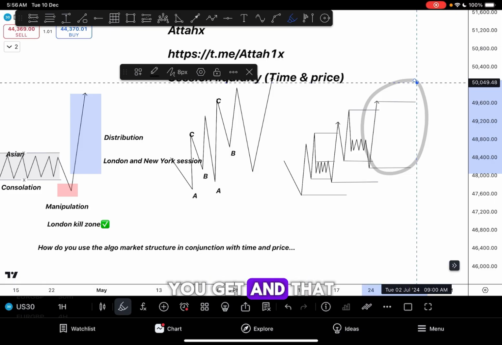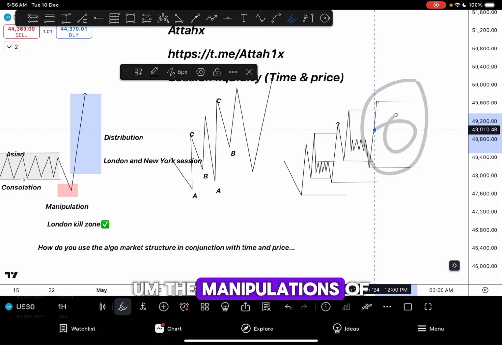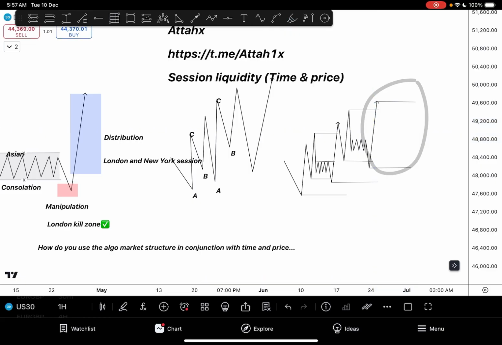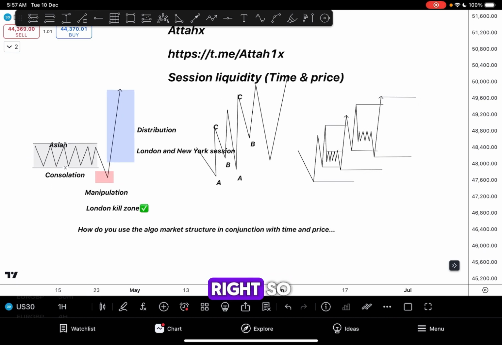You get? And that is why I said the session liquidity falls under the internal structure, because they are used as the manipulations of structure, which happens inside and not outside. Do you understand? All right. So now, I think I just explained the session's liquidity for you, right?